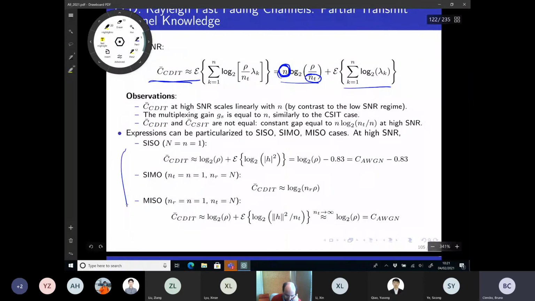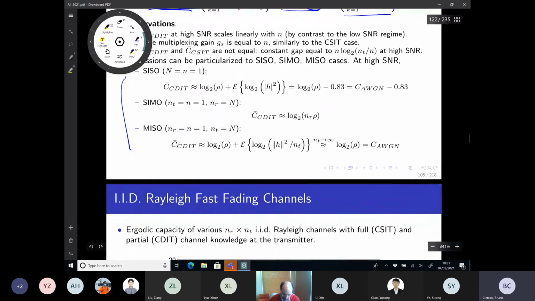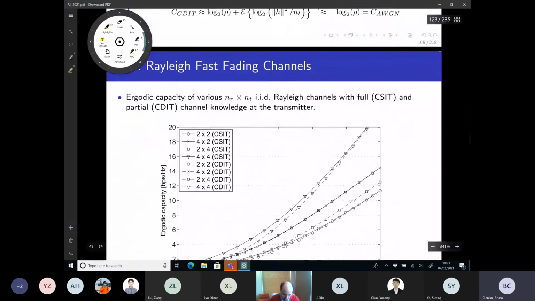Now you can particularize this to the case where you have a single antenna at one side of the link. This is something we did earlier on. So all those expressions boil down to what we had earlier on in part 1. So let me show you that.